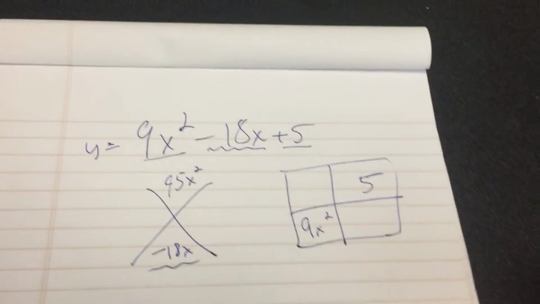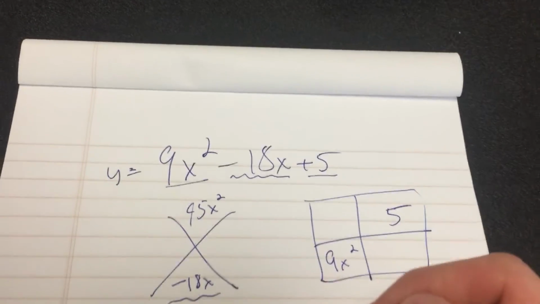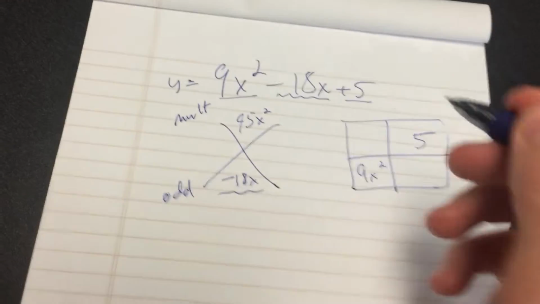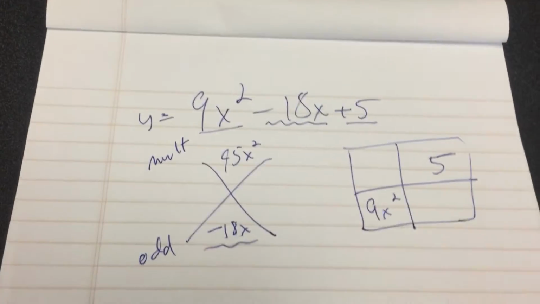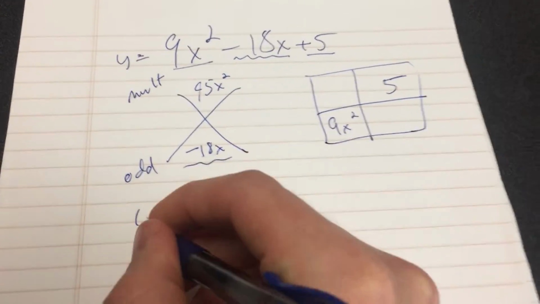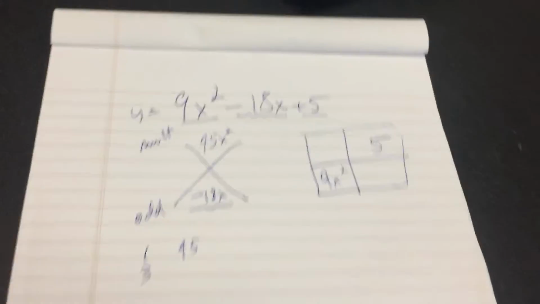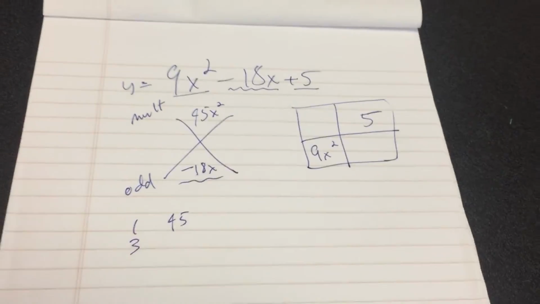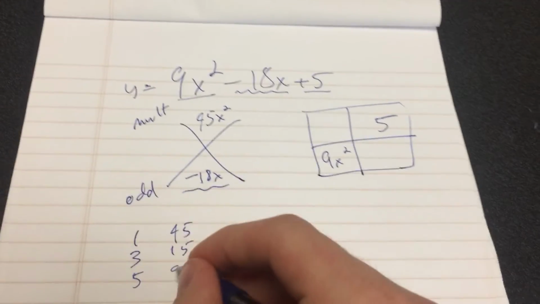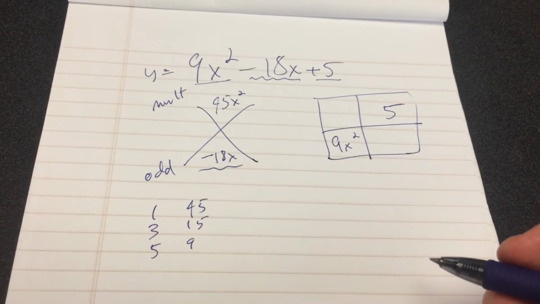All right, so we need to find two numbers that multiply to be the top and add to be the bottom. That's multiply to be the top and add to be the bottom. So since we're multiplying to be the top, we could list out the factors of 45. So 1 and 45, 3 and 15, 5 and 9.